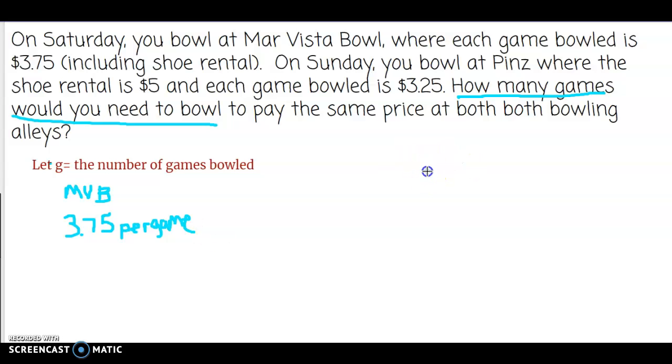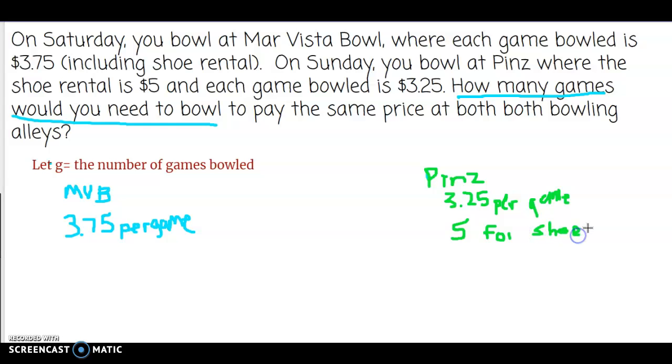On the other side, I have Pins. I'm going to do that in a different color, sorry. I have Pins, and Pins cost me $3.25 per game. I'm going to write, there we go. Sorry, I'm so slow with my writing. And not only do I pay that, but I also have to pay $5 for shoes. Okay, so let's talk about, oh, that is the sloppiest writing ever.